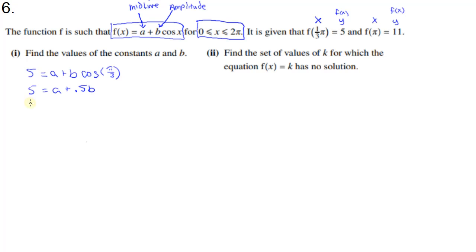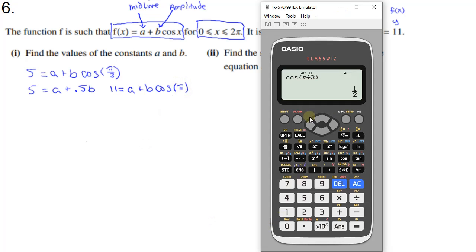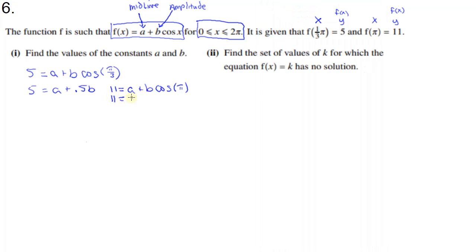And see, I've got another piece of information. I'm going to put it over here. 11 is equal to a plus b cosine pi. So if I put a pi in there, cosine pi is equal to -1, giving me a new equation, 11 equals a minus b. If you've got cosine and you've got an angle, you can turn it into a number.